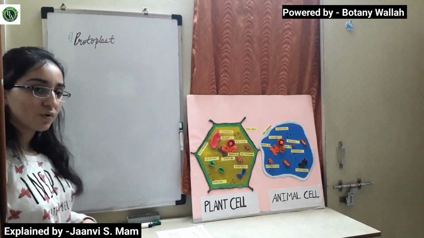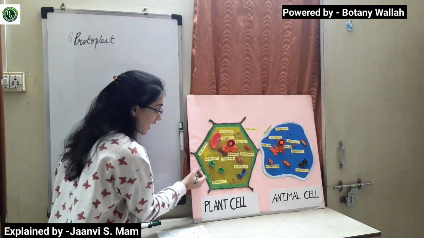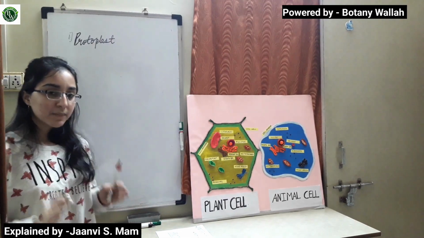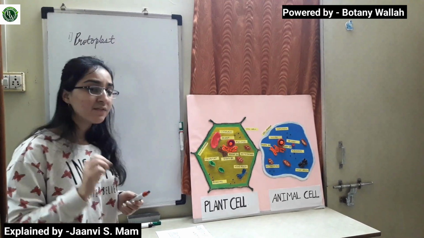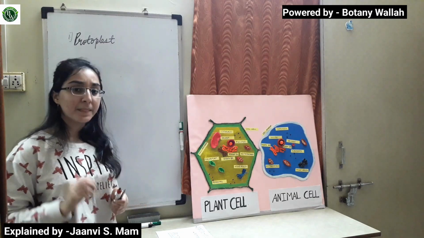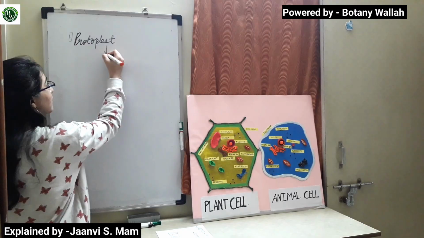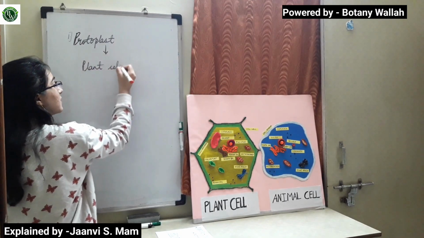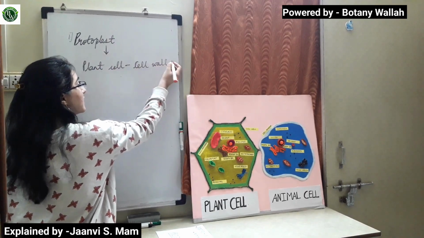Yes. So let's come to the plant cell. Here you can see the dark color line, which is our cell wall. If suppose I am removing a cell wall from a plant cell, then it is known as protoplast. I will write the equation for you. Plant cell minus cell wall is equals to what?